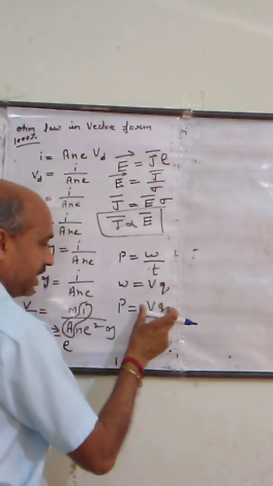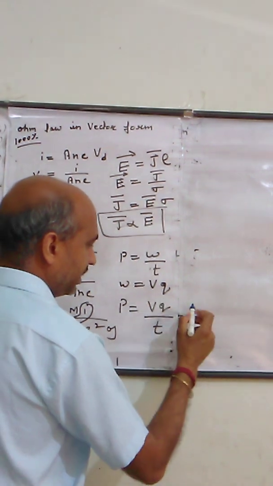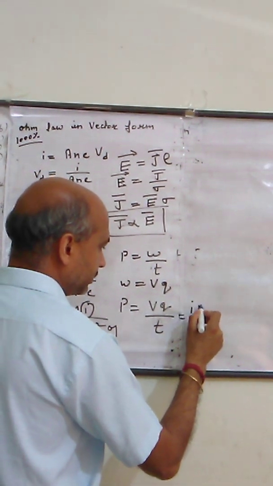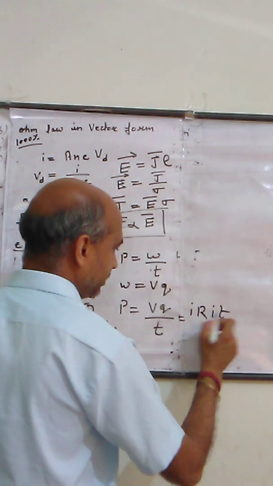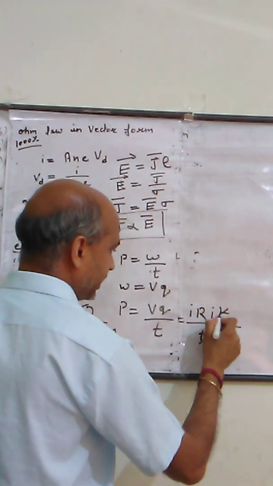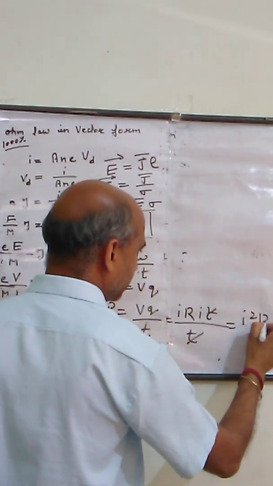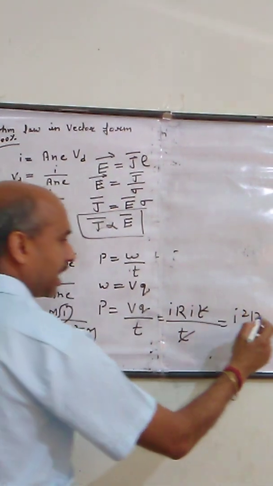We can change this: in place of V we can write IR, and Q can be written as IT, upon T. T gets cancelled, so we get I square R, and we can change this I also.